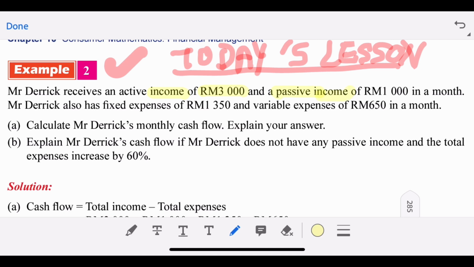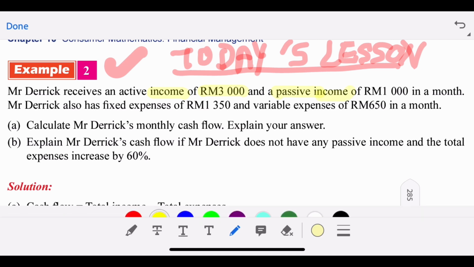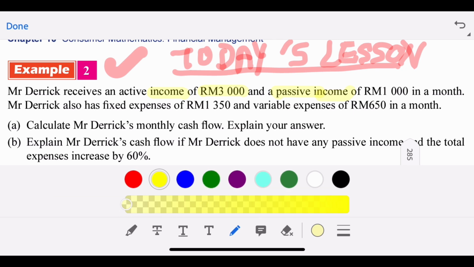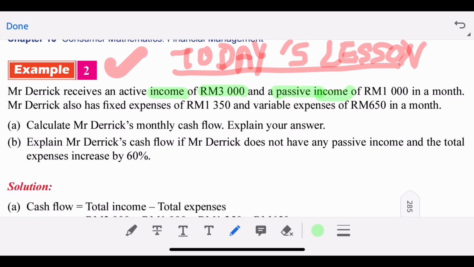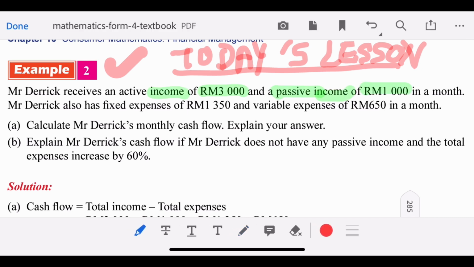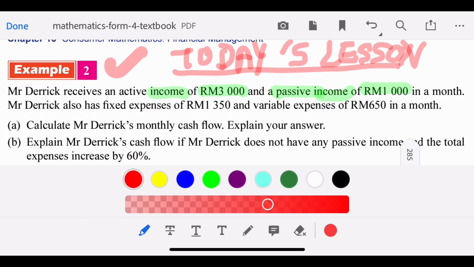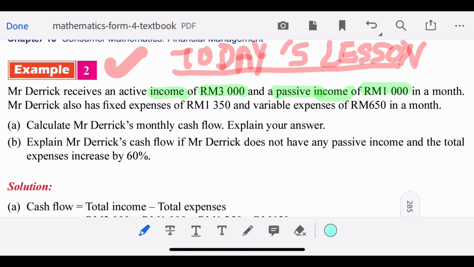Income of 3,000. There's another income. We have fixed income. Fixed income is a big amount, 3,000 let's say. And passive income is something like interest, right? I told you that day, dividend or commission. Passive income is about 1,000 in a month. So we highlight the amount also. 3,000 and 1,000 in green color.